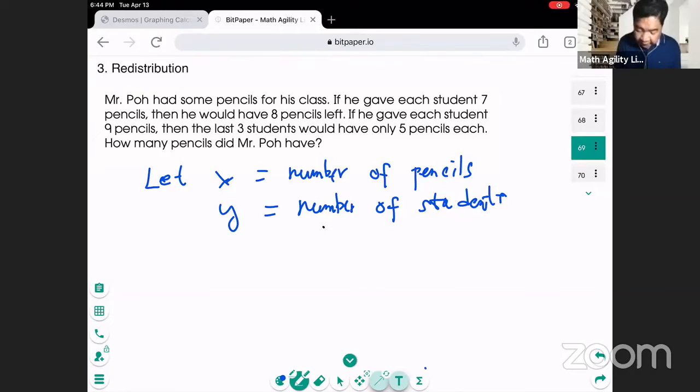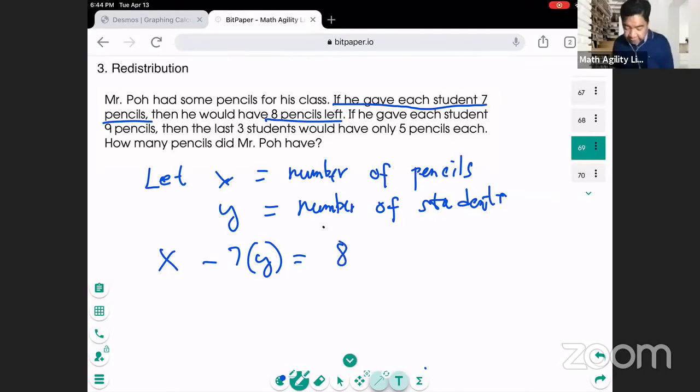So this first equation would be x representing the first part of the second sentence. So x minus 7y, 7 times y, and what was left is 8 pencils, right? So let's say this is equation 1.